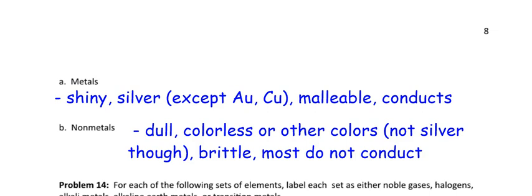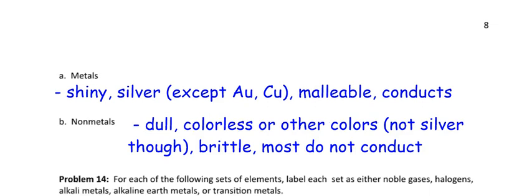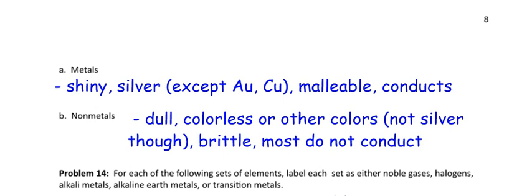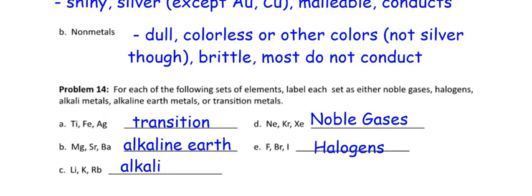What I'd like you to do now is, do you have your periodic table? You need it. Will you fill out this problem number 14? Just label them as noble gases, halogens, just to get recognizing these different topics. So pause this, fill it out, and see how you do. So how'd you do? Hopefully you got them right, okay?